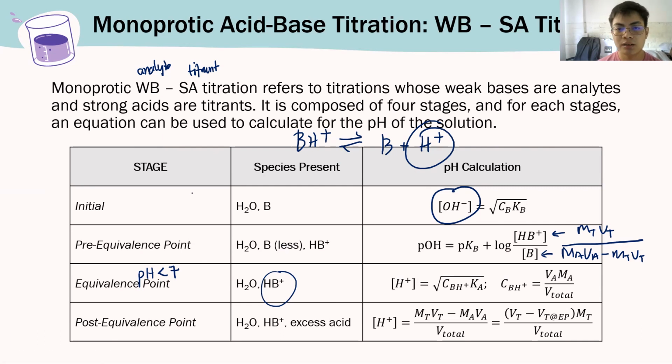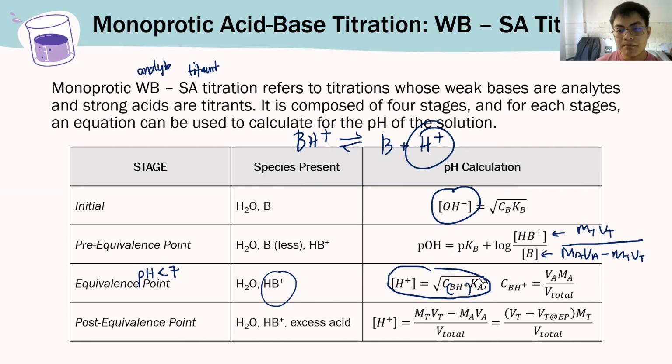How much yan? Well, you can do the ICE table. Okay, pwede ka mag-ICE table dyan. Plug in mo lahat. Then you do your small x approximation. And ang makukuha mo doon is parang square root of KaC. So lalabas yan very similar to the square root of KaC, but the concentration here is not the acid, rather it's the conjugate acid. So concentration of conjugate acid times the Ka. Okay?